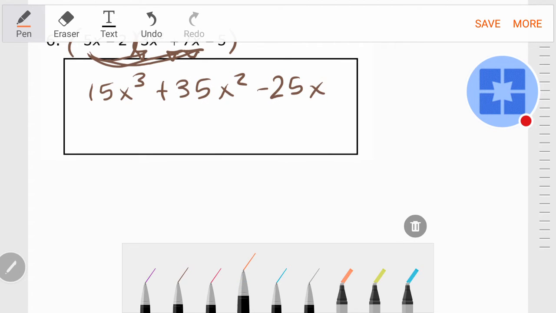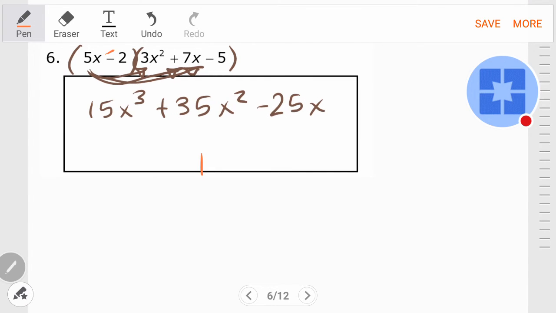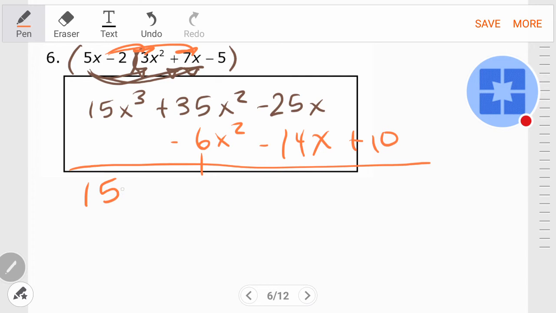Now we go to my other set, which is -2 times -3, which is -6x squared, so it's going to go right here under the other x squared. -2 times 7 is -14x. They line up. -2 times -5 is +10. Combine our like terms. 15x cubed. 35 minus 6 is plus 29x squared. -25 minus 14 is -39x. Bring down the plus 10.